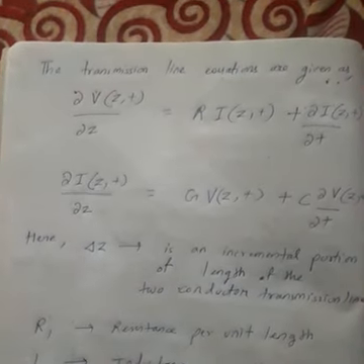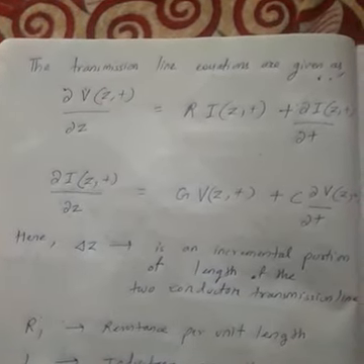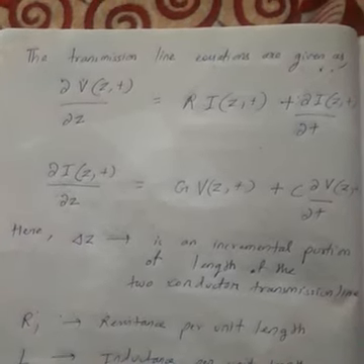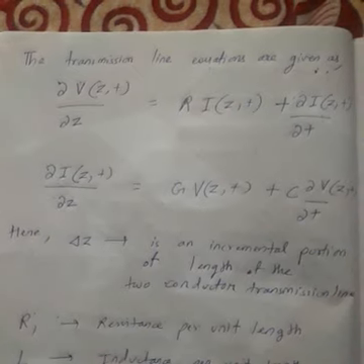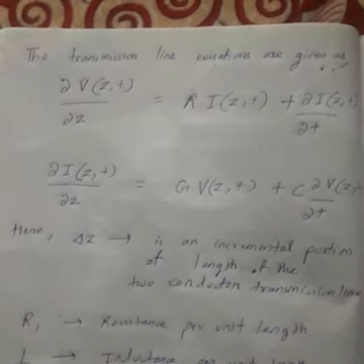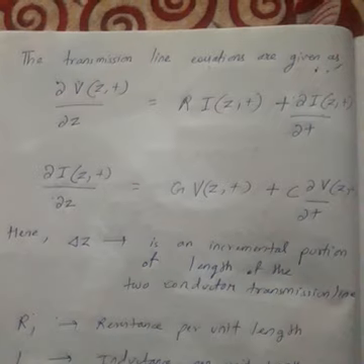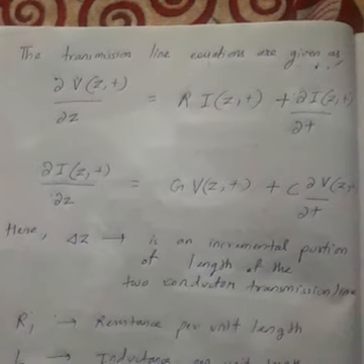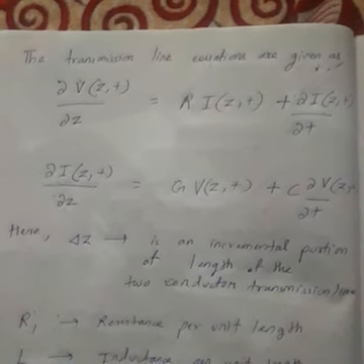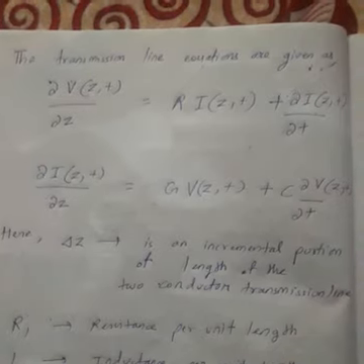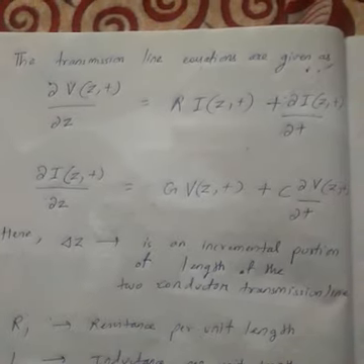So these are the two solutions to the above two equations. The first one is the voltage equation: del V z of t by del z equal to R into I z of t plus del I z of t by del t into L. Similarly, next is del I z of t by del z equal to G into V z of t plus C del V z of t by del t.